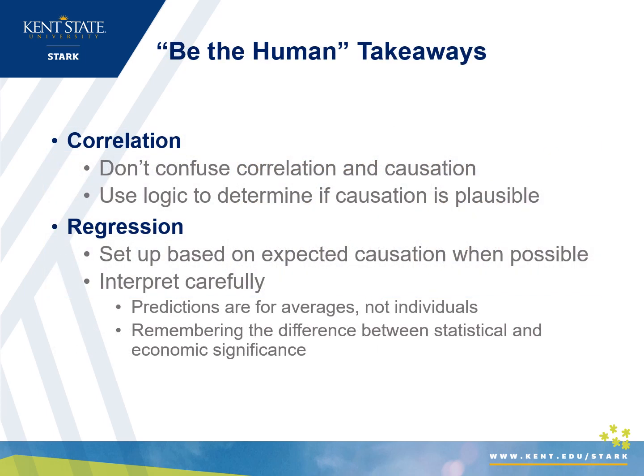So let's finish up with the key takeaways. First, in the area of correlation, remember correlation and causation are not the same thing. Spurious correlations do exist. So try to use logic to determine if causation is actually plausible in a particular case. In the area of regression, remember to set up the regression based on expected causation whenever that's possible. If the independent variable is actually the cause and the dependent is the effect, that improves the usefulness of applying regression to decision making. Also, when interpreting the regression results, be careful.